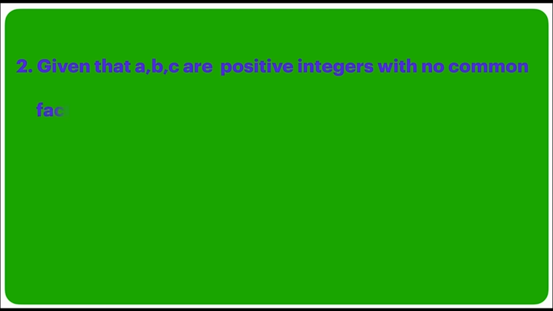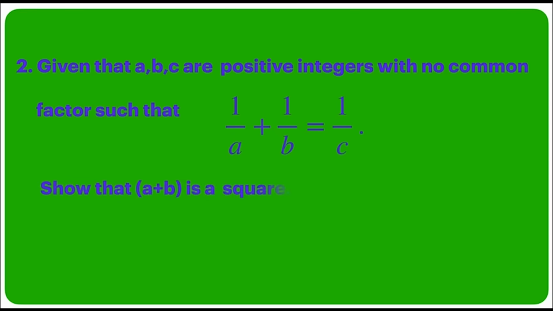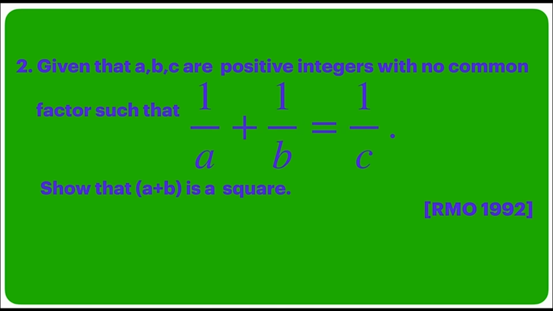And the second problem is: given that a, b, c are positive integers with no common factors such that 1 by a plus 1 by b equal to 1 by c, we have to prove that a plus b is a square. The problem is from the Indian Regional Mathematical Olympiad in the year 1992.